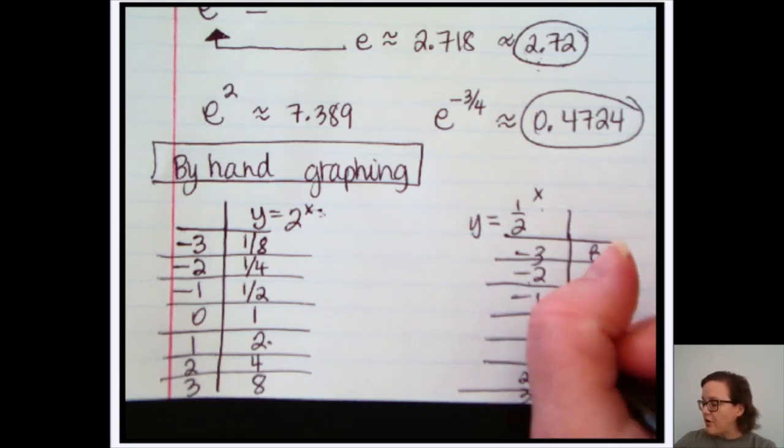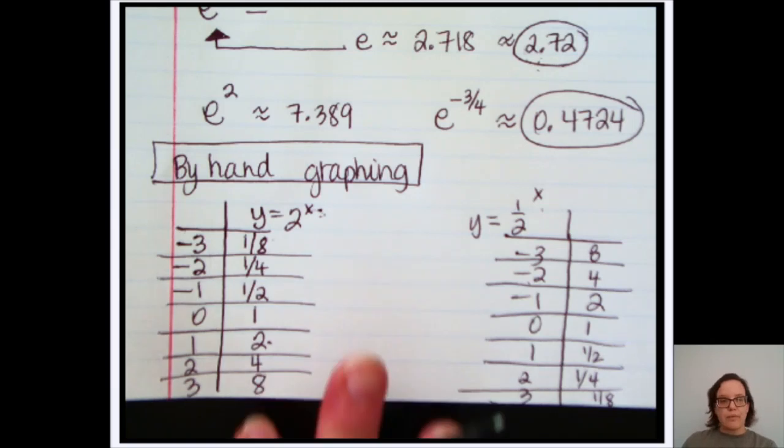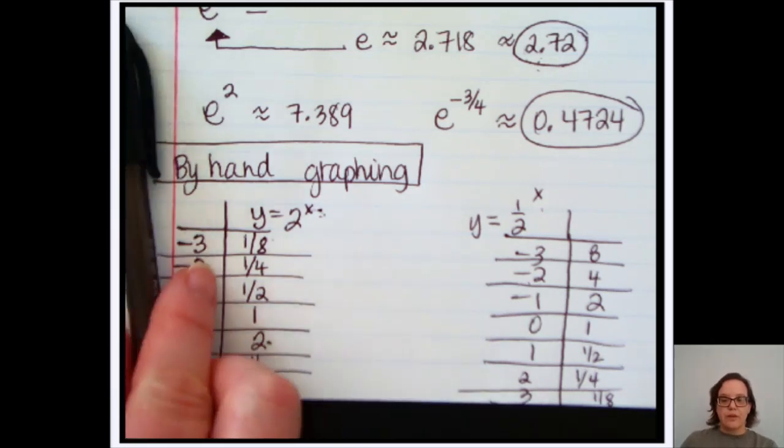What's anything to the 0 power? 1. Let's see, 1/2 to the first is 1/2, 1/2 squared is 1/4, and 1/2 to the third is 1/8. So that's how you would do it with this. Notice these are related, and we will talk more about those in just a few minutes.